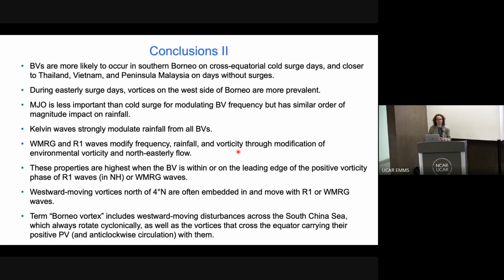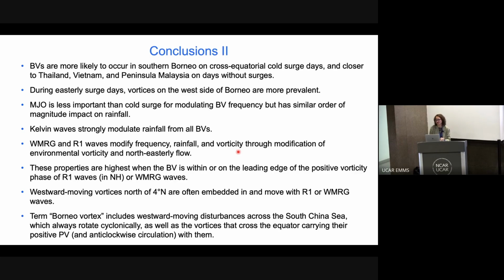And these properties were found to be highest when the Borneo vortex was located at the leading edge of the wave phase. And we also saw, even though I didn't show you this, that if the vortex was located north of 4 degrees, then they tend to move along with the mixed Rossby gravity wave or the n=1 Rossby wave. And actually, I wanted to show you this, but I forgot to point it out on one of the Hofmüller plots, where the vortex that we looked at traveled for a bit with the positive phase of an n=1 Rossby wave.